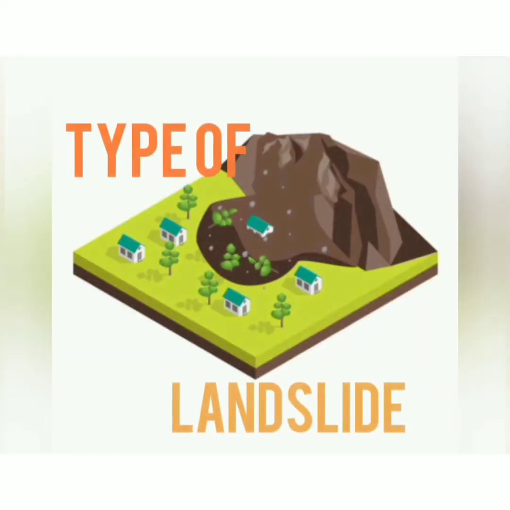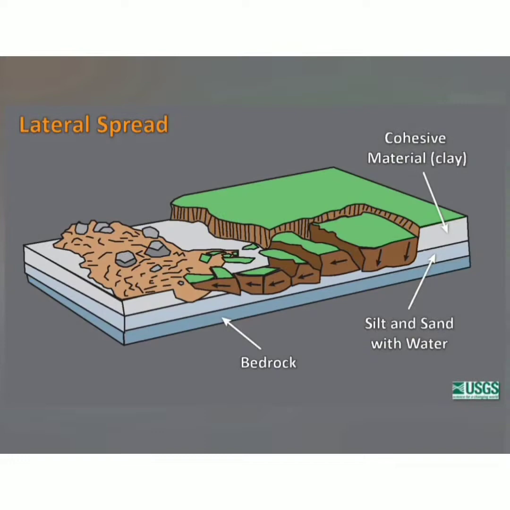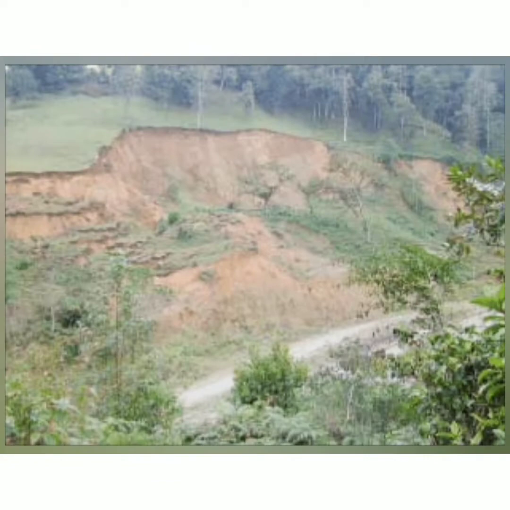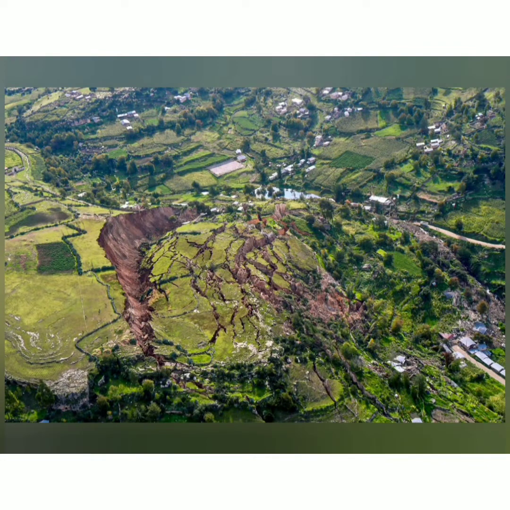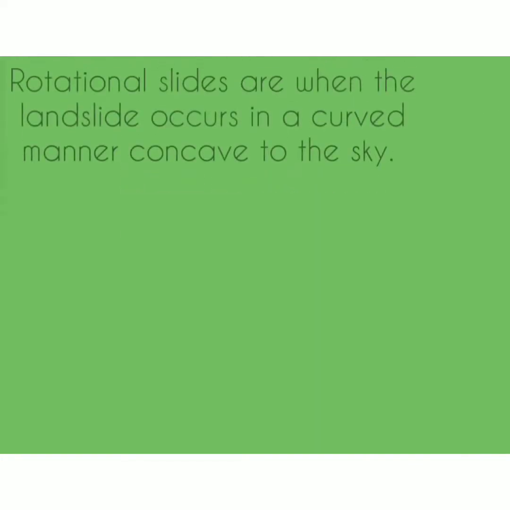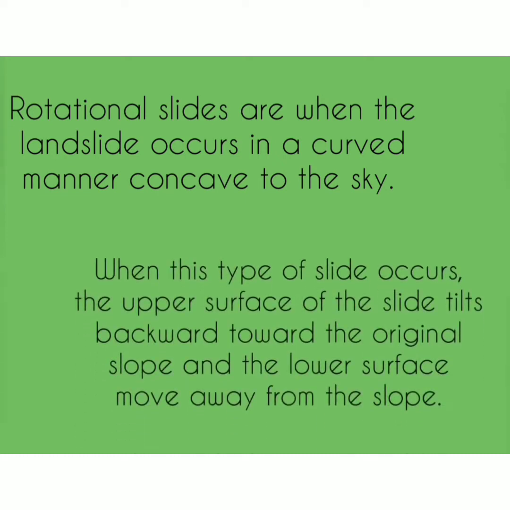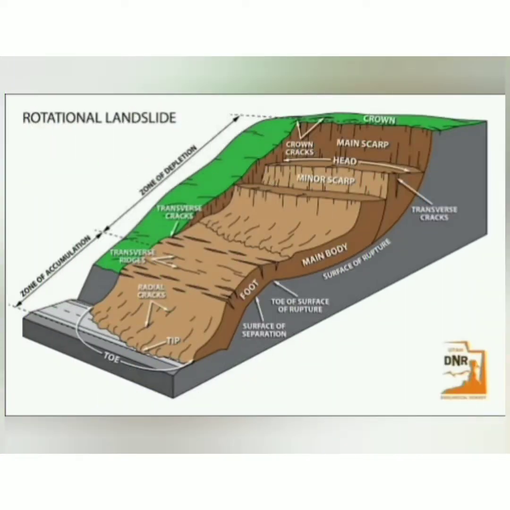Next, we will learn about the types of landslide. Landslides are very diverse phenomena in shape and size, movement speed, and other characteristics. According to the geological structure in which a landslide occurs, instability can be distinguished in soil and rock mass. There are the following types of instability. Rotational landslide. Rotational slides are when the landslide occurs in a curved manner, concave to the sky. When this type of slide occurs, the upper surface of the slide tilts backward toward the original slope and the lower surface moves away from the slope.